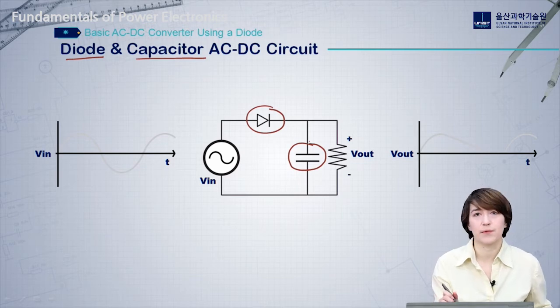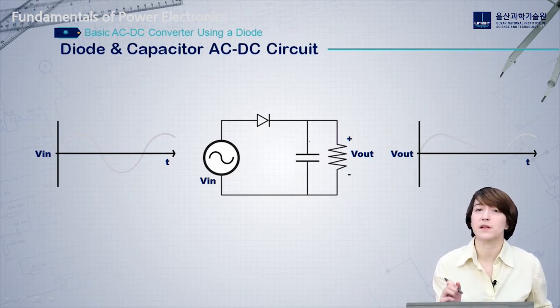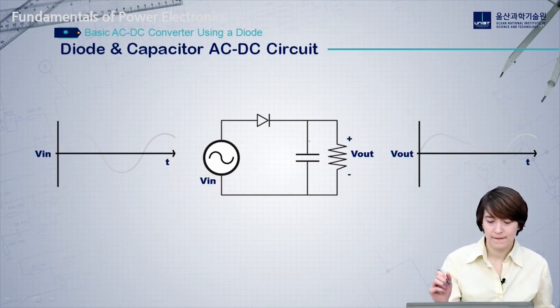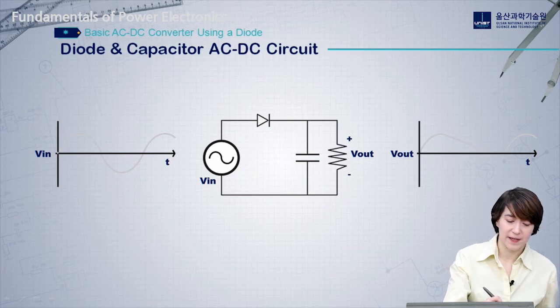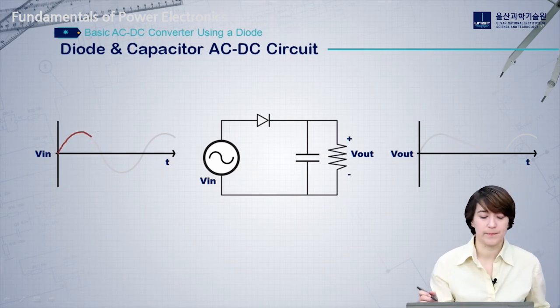So let's look at the operation of this system. It's going to be a little bit different. It'll come in 3 stages rather than 2. So let's start with the first stage. From the beginning, our input voltage is positive up to about this point.